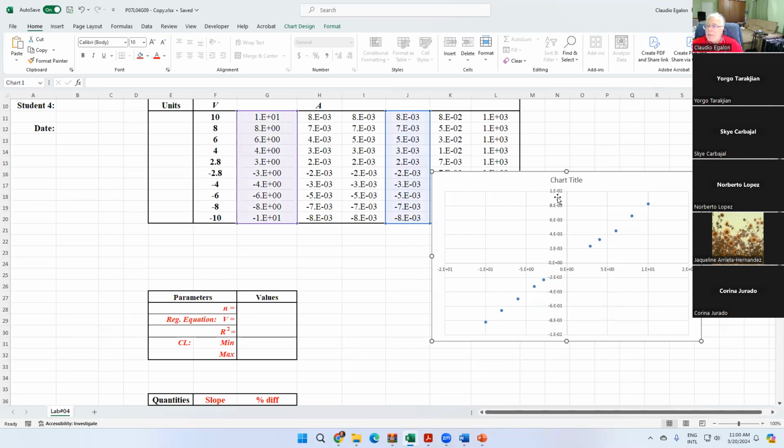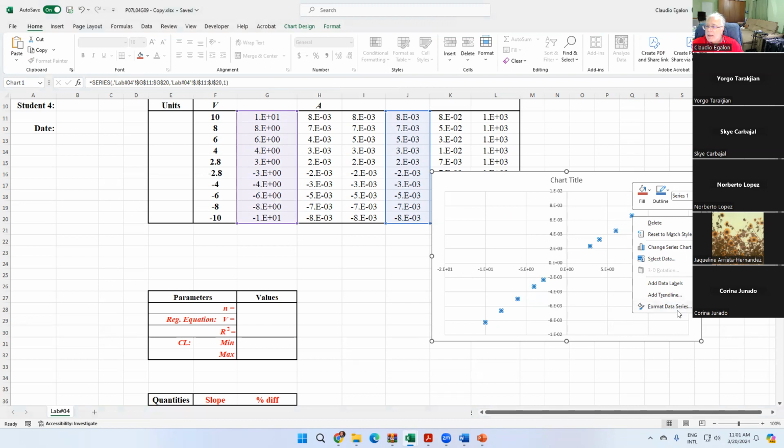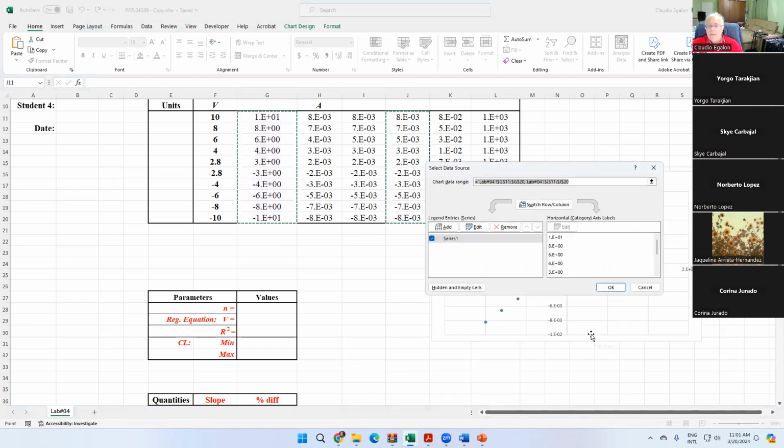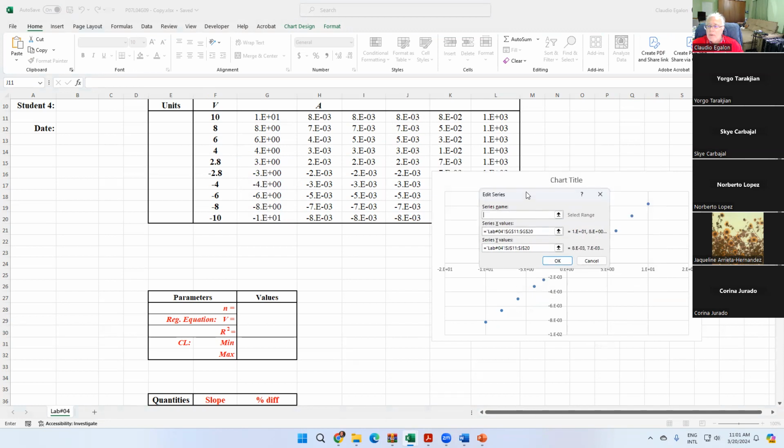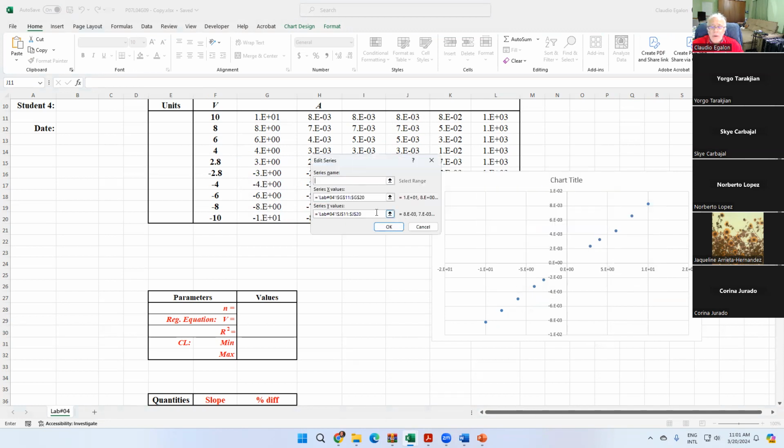So watch out. Here we have current in the vertical and voltage in the horizontal. We don't want that. We want the voltage in the vertical and the current in the horizontal. What do we do? Click one of the data points, select data, and edit the series. When we edit the series, we just swap the G with the J.